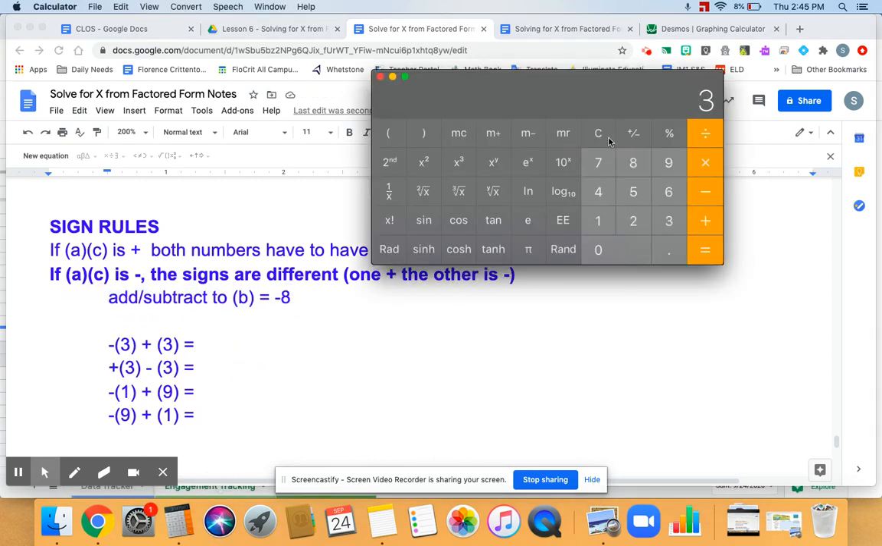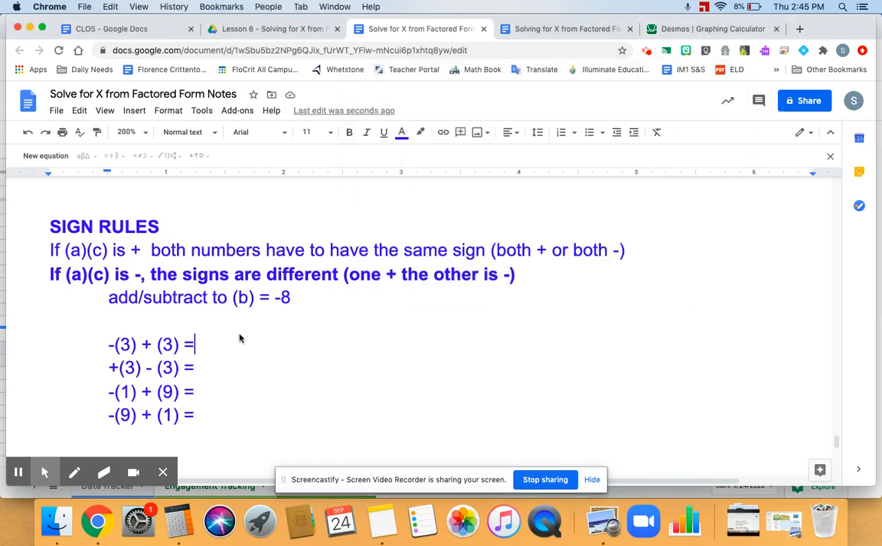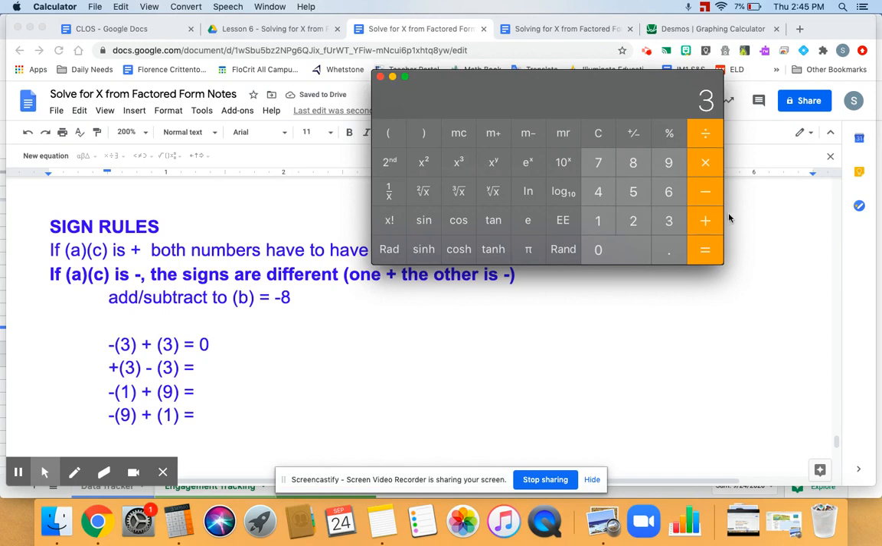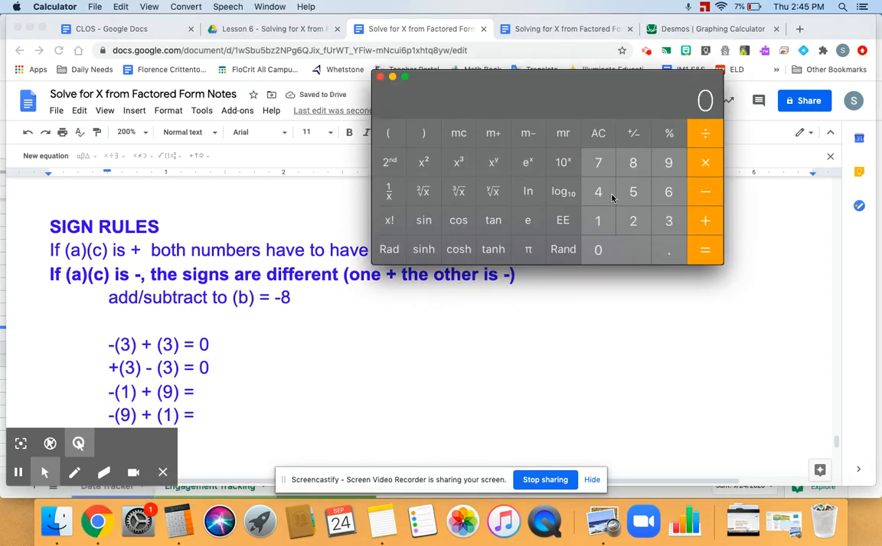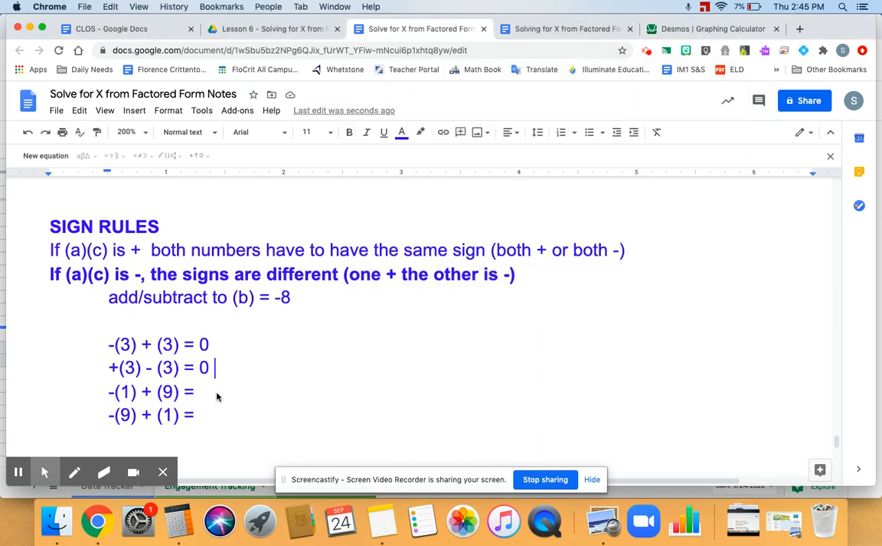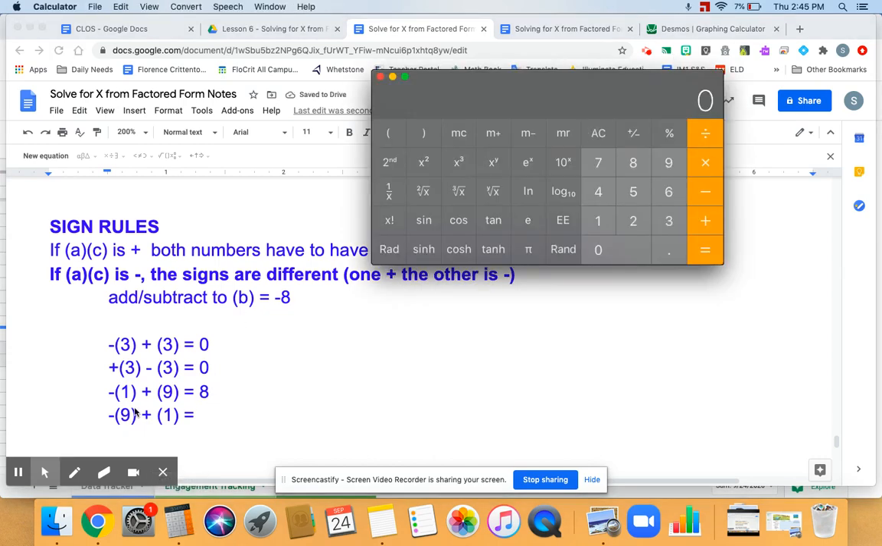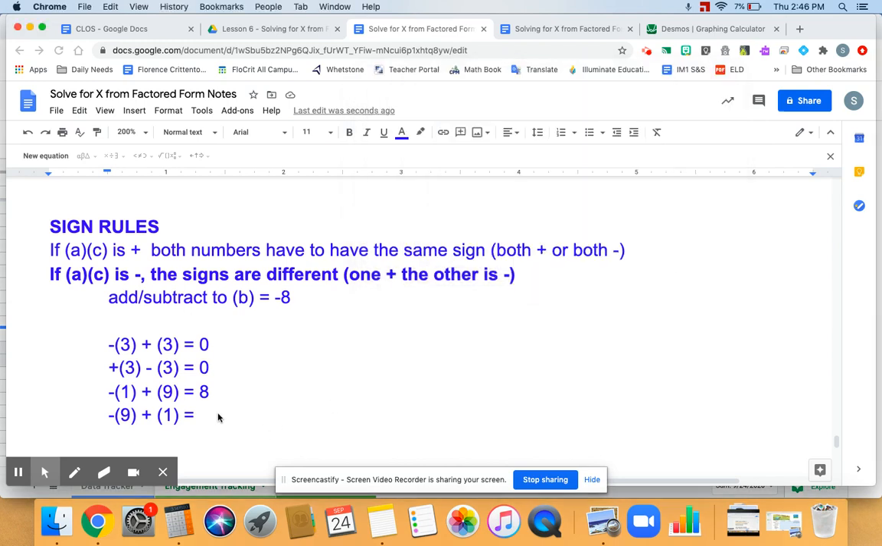Let's see. If I do -3 and I plus 3, I get 0. So that's not it. If I do +3 and then I subtract 3, I get 0 as well. So it's not that one. If I do -1 and then I add 9, I get +8. So that's almost right, except I want it to be -8. So then if I do the 9 being negative with the 1 being positive, that's how I get -8.